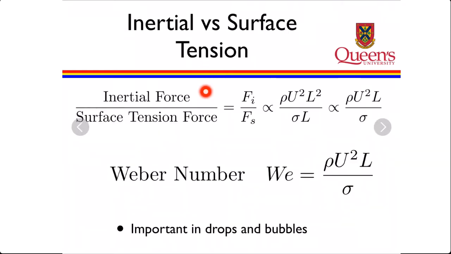If we compare inertial forces to surface tension forces, we can follow the same process and get this ratio, which has velocity squared and length scale on the top and surface tension on the bottom. That dimensionless group turns out to be the Weber number. It's important in drops and bubbles. It's important in telling us whether surface tension forces are going to have any significant effect on the flow that we're interested in. It shows up as major importance in drops and bubbles because as you increase the Weber number, the inertial force goes up. That means that the flow around the bubble is much better able to disrupt or break up the bubble or the drop into smaller bubbles or drops by deforming the shape.